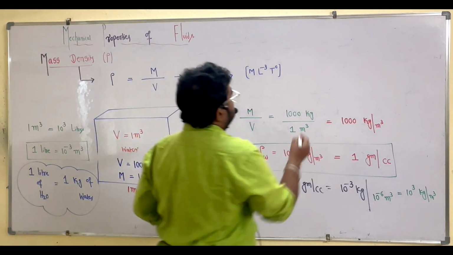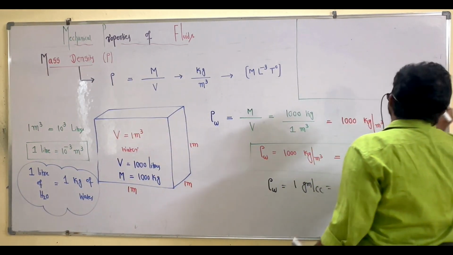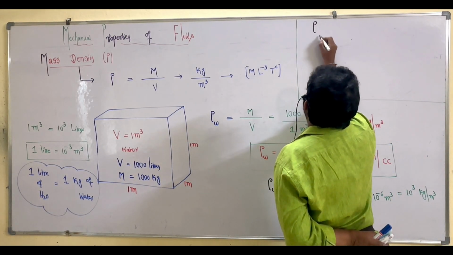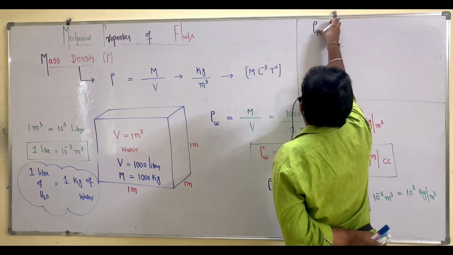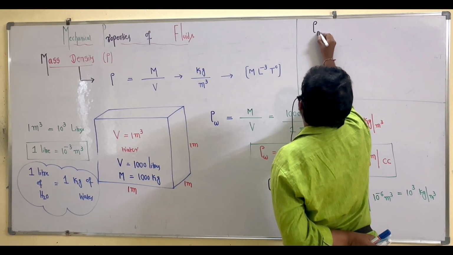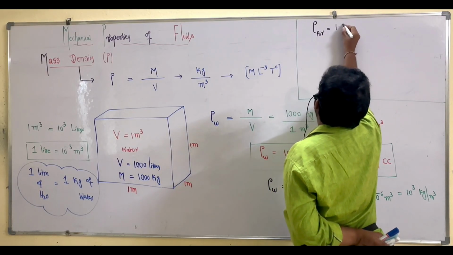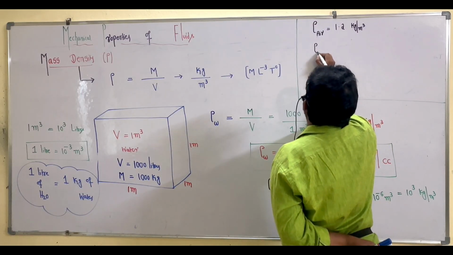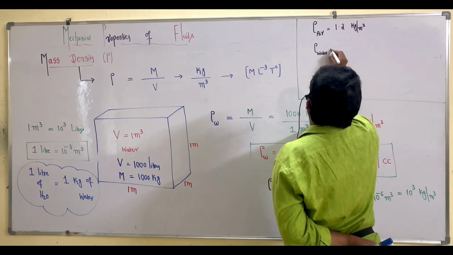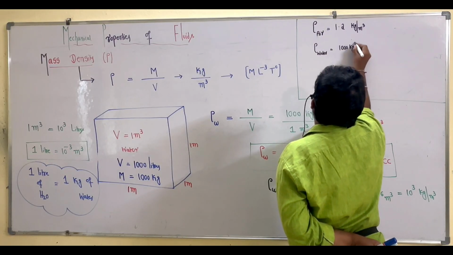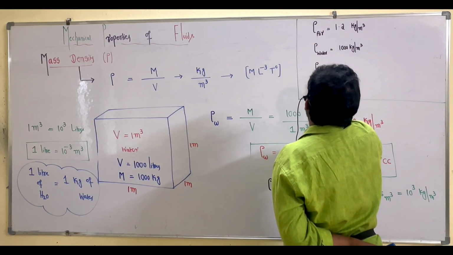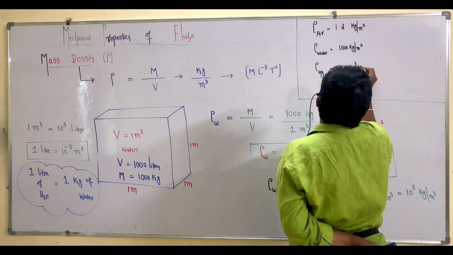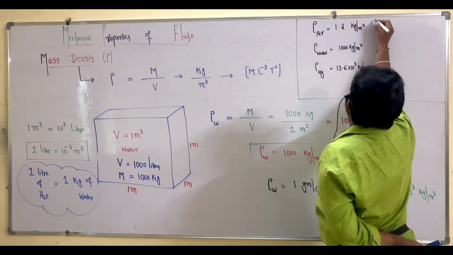Now we can write the density of the different fluids. Density of water, density of the air. What is the density of the air? 1.2 kg per meter cube. Density of the water, 1000 kg per meter cube. Density of the mercury, 13.6 into 10 cube kg per meter cube.